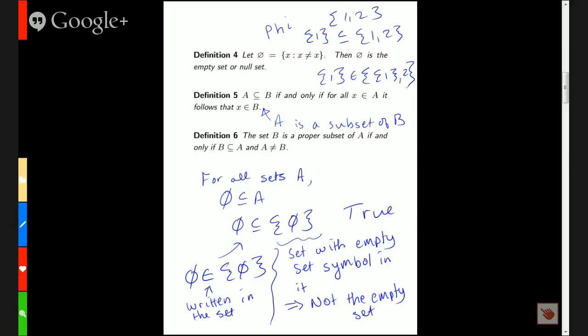For the subset symbol to be correct, you have to be able to remove the braces and see those values inside the set. That's the difference, and that's a big difference. You're going to have true false questions. They're going to ask you about that.